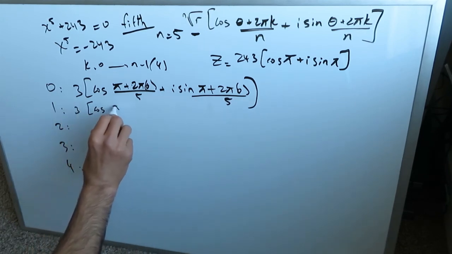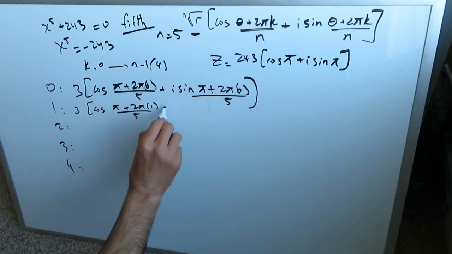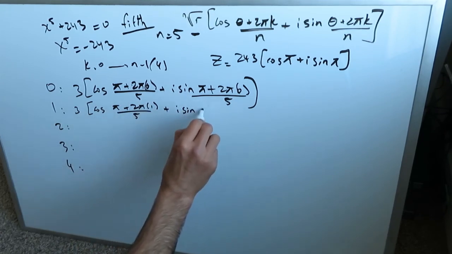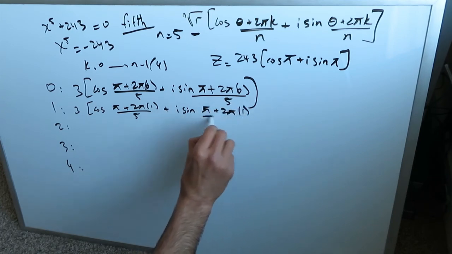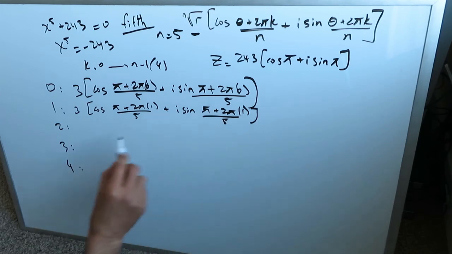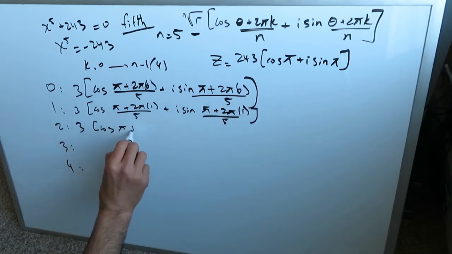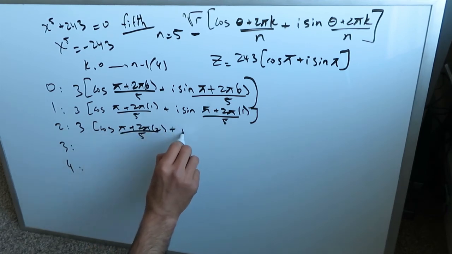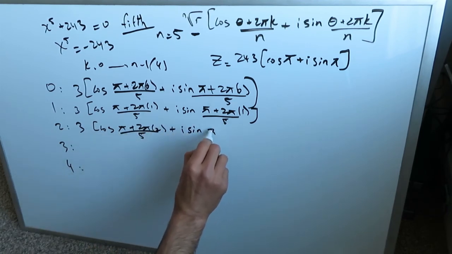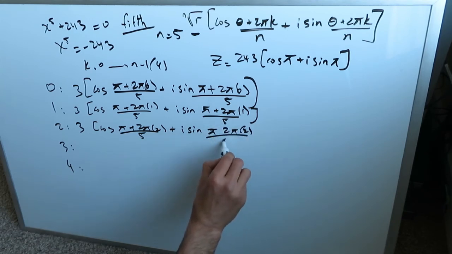Let's look at my next one. Cosine of pi plus 2 pi times the k value here, which is a 1, over 5, which is my n value, plus i sine of the same. And you know what this will be: cosine of pi plus 2 pi times 2 over 5. And remember, you can calculate all of this out on your calculator, what your final answer will be. I won't be doing that.